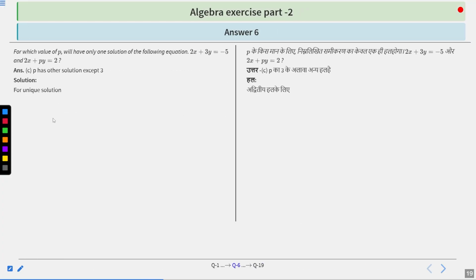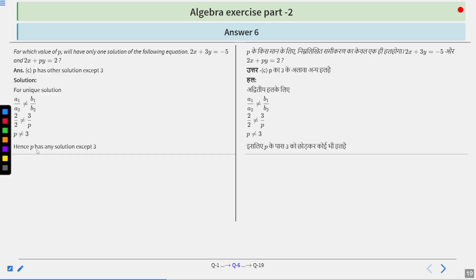Now, for unique solution, a1 upon a2 should not be equal to b1 upon b2. So from both the equations, a1 upon a2, that is 2 upon 2, is not equal to 3 upon b2, which is P. So from here we can say that P should not be equal to 3 for unique solution. Hence, P has any solution except 3. Therefore, option number C was the correct answer.